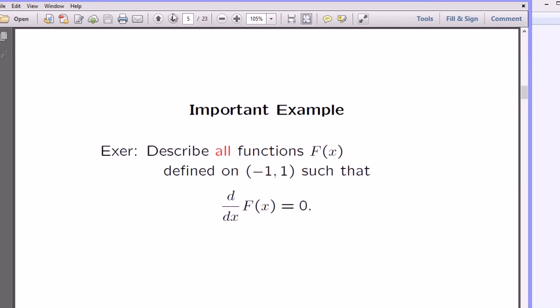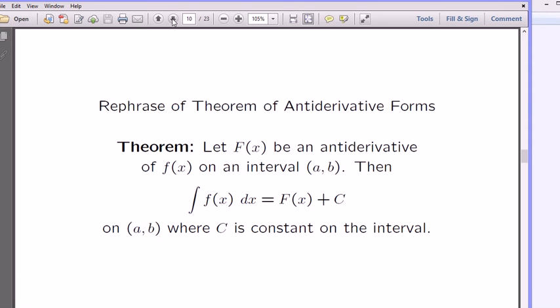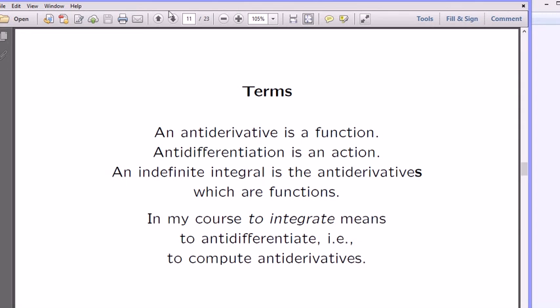Let's see if I have one more thing to say before we go into that. We explained that. I already phrased that, showed you in that slide. Oh, before we go on to the next part, just clarify this term. An antiderivative is a function, right? Antidifferentiation is an action, your process of finding an antiderivative. An indefinite integral is the collection of all antiderivatives, right, which are functions.